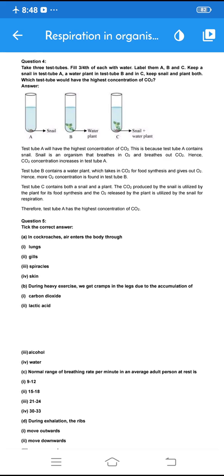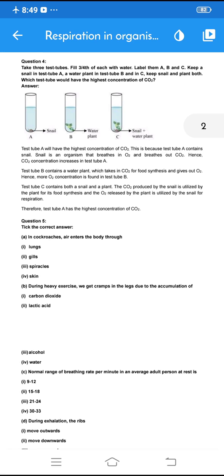Let's go for the answer. Test tube A will have the highest concentration of carbon dioxide, by observing the three test tubes and the organisms kept inside. You may ask why it is so. This is because test tube A contains the snail. In test tube A, what have we kept? We have kept a snail.